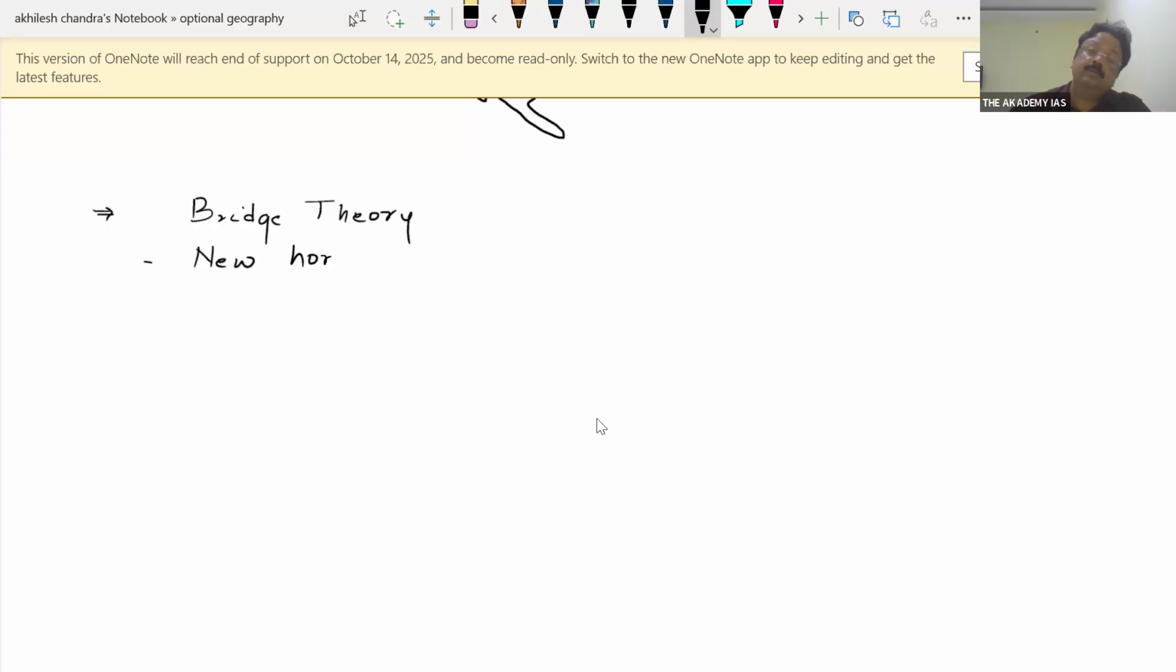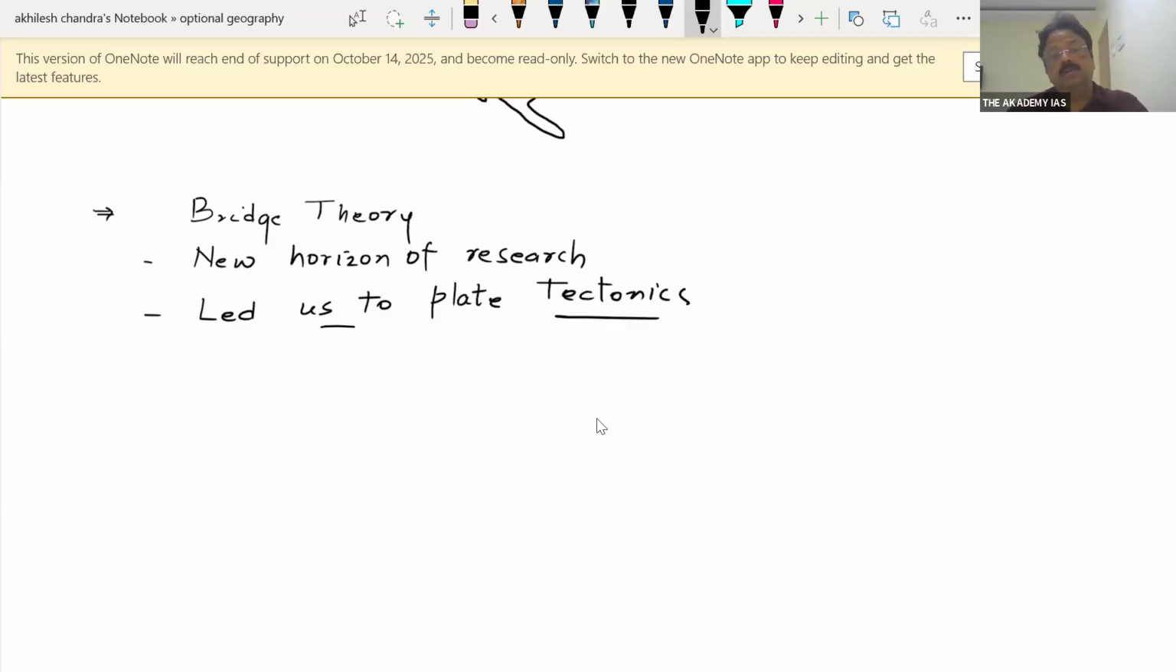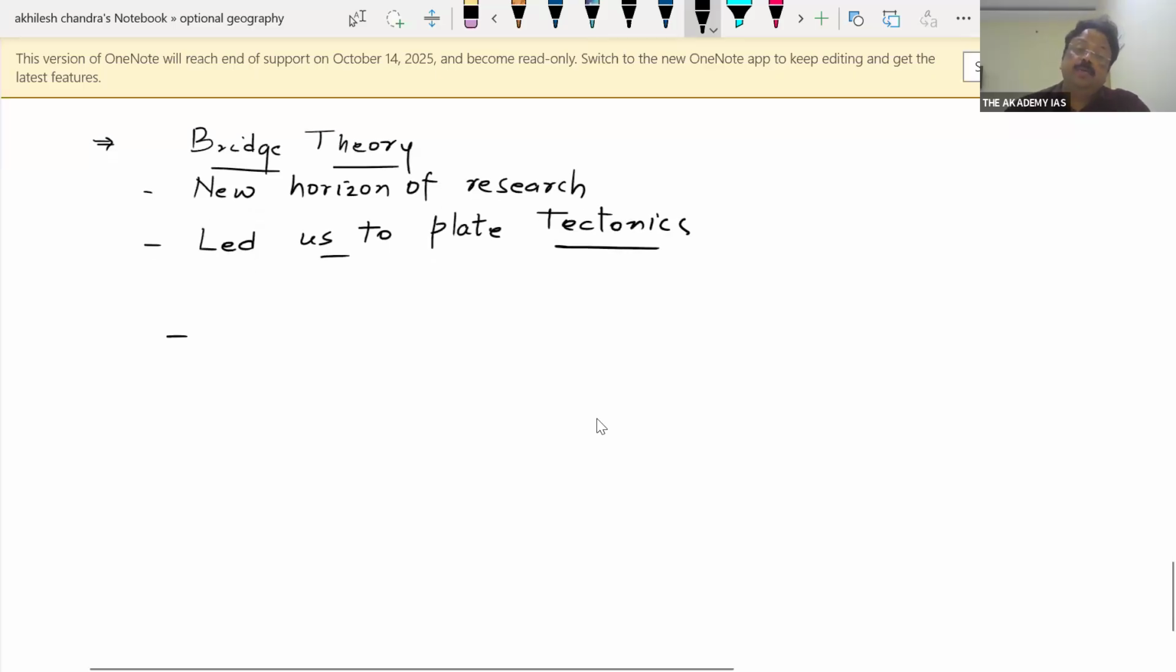that led us to plate tectonics. It was for sure that continents are drifting apart, but the force was not sufficient to drift the continent. That's why, what are the things which had to be discovered? Number one, force. Number two, study of the earth crust.